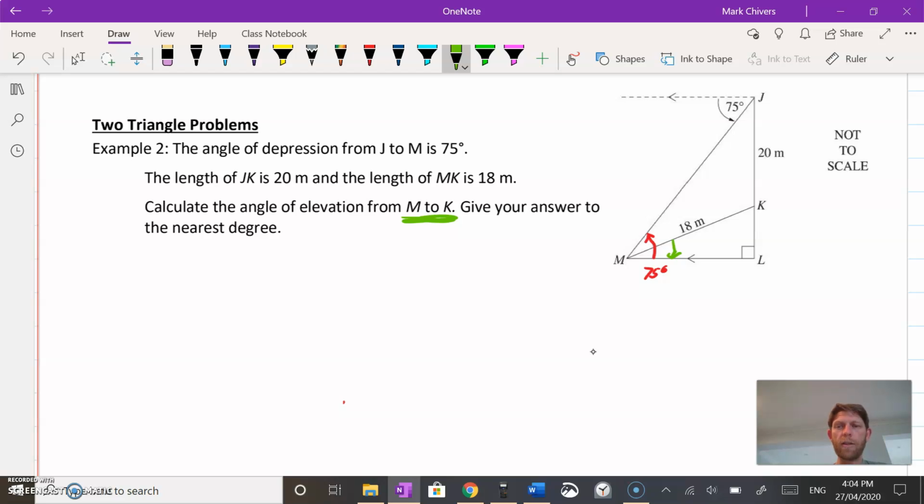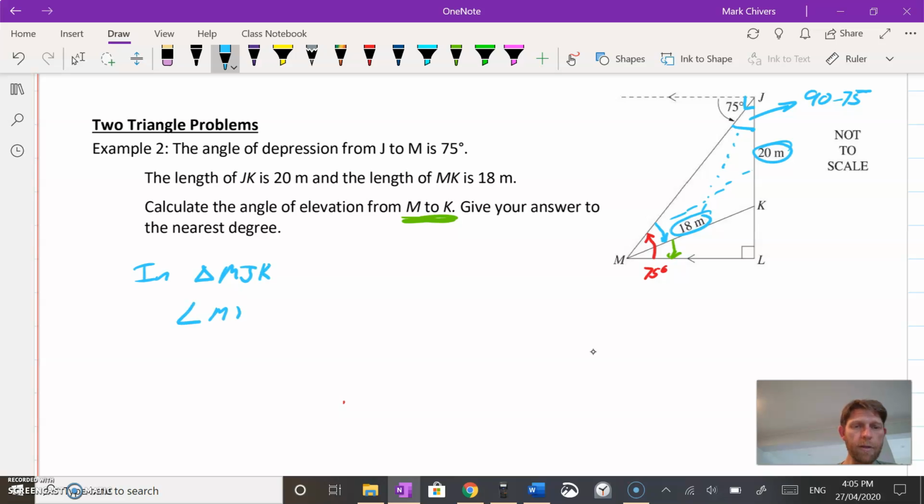But there's a little bit more information provided in the top triangle. So if I found out what this angle was in here, then I could take that away from 75 and that would give me an answer. Now in this particular triangle, this angle is opposite that distance, and this distance here is opposite that angle, which I should be able to work out because this up here would be a 90-degree angle. So this spot up here is 90 minus 75. So let's just write a bit of that down. I might say in triangle MJK, angle MJK equals 90 minus 75, which is 15 degrees.